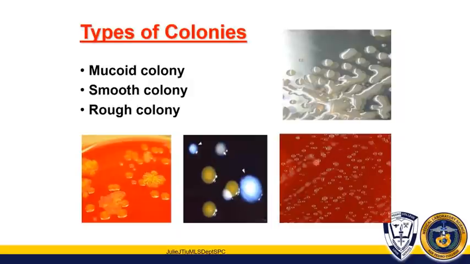Mucoid because they tend to produce capsules, and that's why they look slimy. And for smooth colonies, very smooth, just plain smooth, and the rough colonies too. But not only the type of colony, this is the consistency. We are describing the colonies based on consistency. So we have three major types: the mucoid, smooth, and rough colonies. But don't forget to describe the color. Very important also to describe the color.